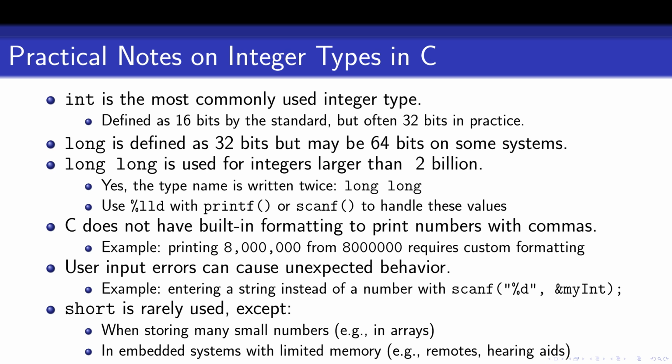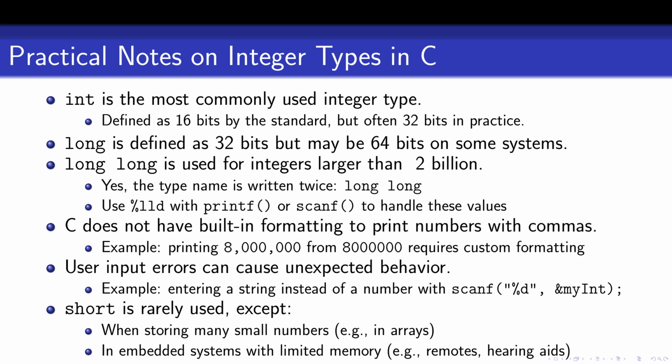Let's talk about how these integer types behave in real programs. By far, the most commonly used type is int. While the C standard says it must be at least 16 bits, it's 32 bits on most modern systems. Similarly, a long is usually 32 bits, but on some systems, it can be 64. If you know your program needs to handle values above 2 billion, you'll want to use long long, which is guaranteed to be at least 64 bits. When printing or reading a long long, use the %lld format specifier in printf and scanf.